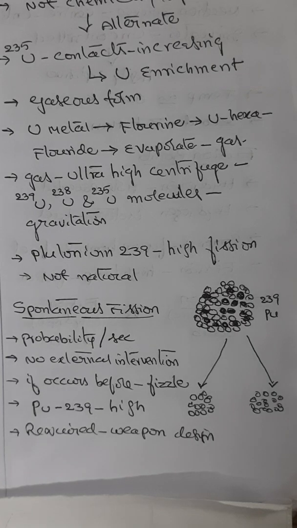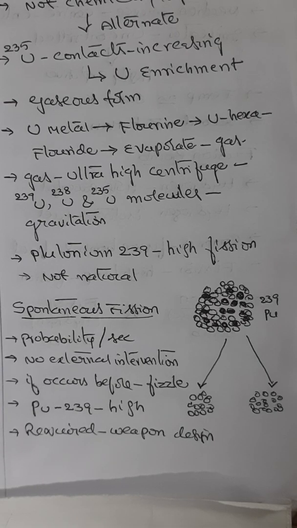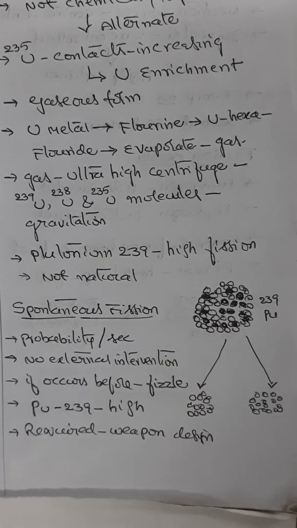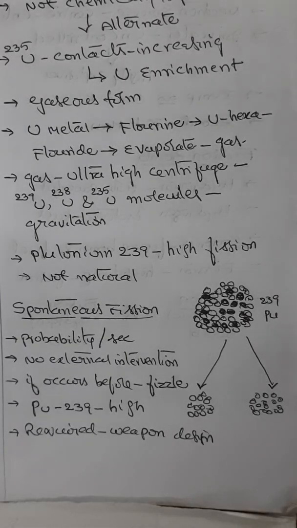Let us understand spontaneous fission. The spontaneous fission rate is the probability per second of a given atom to undergo fission spontaneously, that is, without any external intervention. If a spontaneous fission occurs before the bomb is ready, it could fizzle. Plutonium-239 has a very high spontaneous fission rate compared to that of uranium-235, as shown here. Scientists have to consider the spontaneous fission rate of each material when designing nuclear weapons.